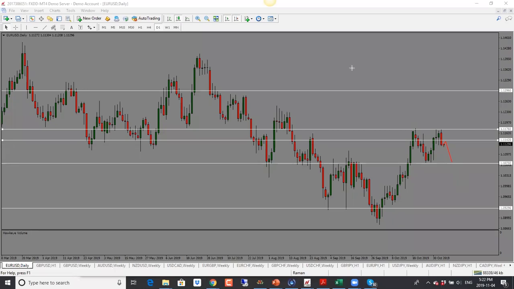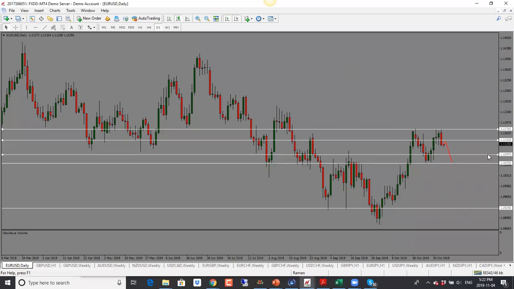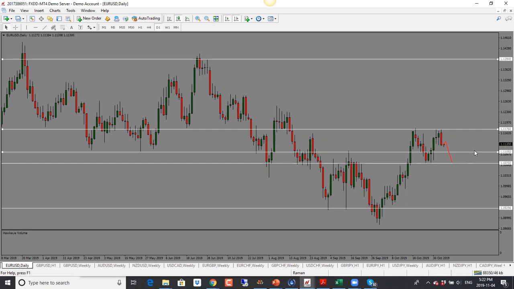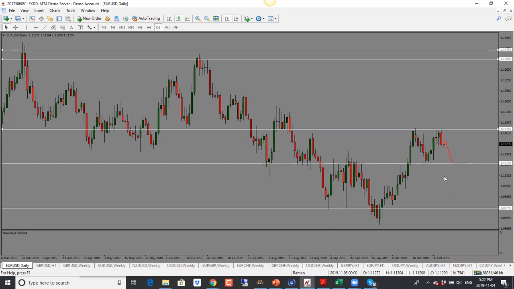In terms of our target here, the first target is 1.1100, and then the second target is 1.1070, basically the bottom of this range. Price has been range bound for some time here, and as we can see, we have a rejection from the top of the range, and now we're looking for further drop, a move towards the bottom of the range. So bias here is bearish for euro dollar.